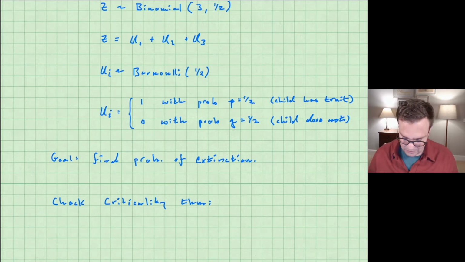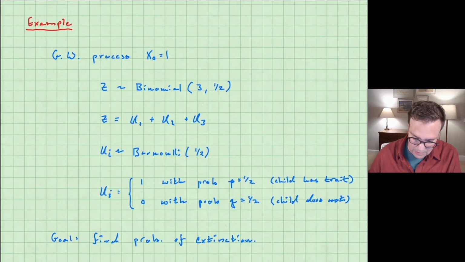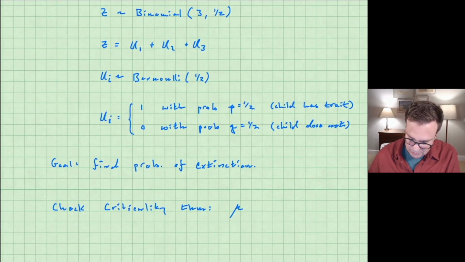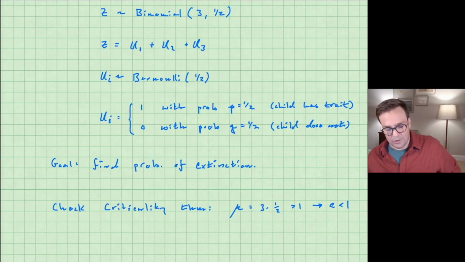So E is less than 1. And so here, what is mu for a binomial distribution? It's n times p, if you don't remember. You can check this in various different ways. So that's 3 times 1/2, which is 3/2, so that's bigger than 1. And this tells us that E is less than 1. So first of all, we can conclude straight away that the population is not going to go extinct for sure eventually.